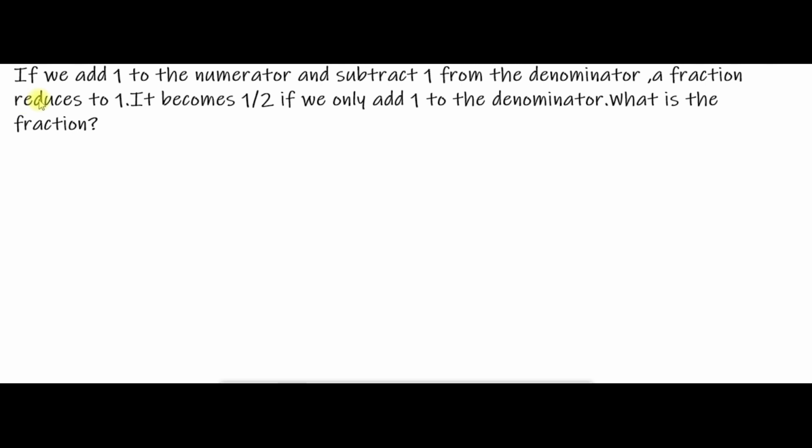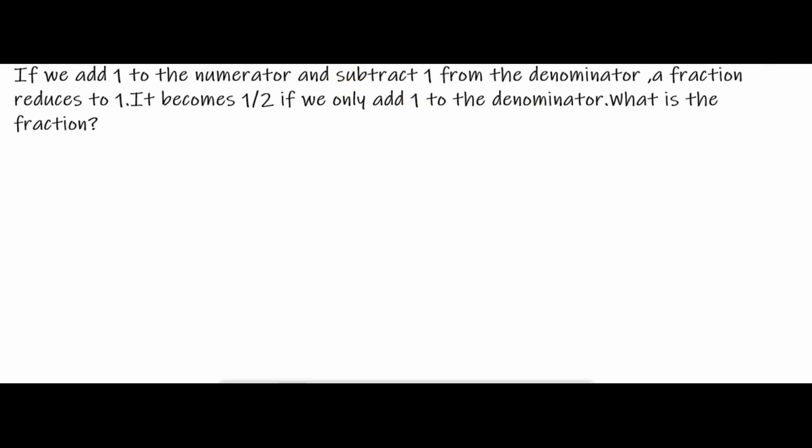Next question. If we add 1 to the numerator and subtract 1 from the denominator, a fraction reduces to 1. It becomes half if we only add 1 to the denominator. What is the fraction? So, if we add 1 to the numerator and subtract 1 from the denominator, the fraction value becomes 1. It becomes half if we add only 1 to the denominator.